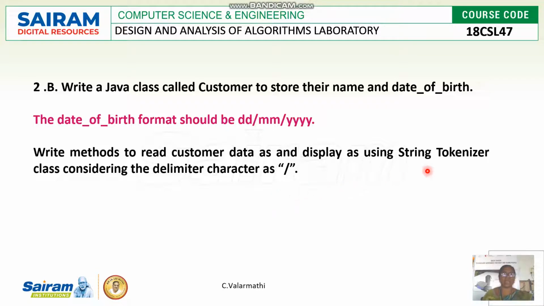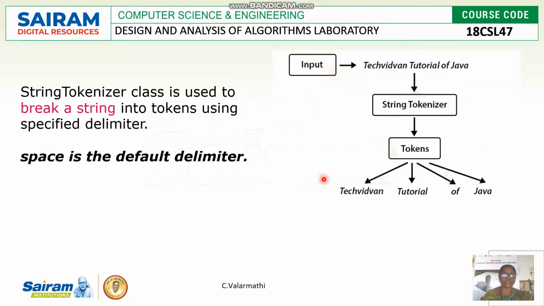So what is the core concept we are going to implement in this experiment 2? String tokenizer. String tokenizer is a class mainly used to break a string into a number of tokens. How does it break a string? The default delimiter is space. So it will break the entire statement based on the space. If you leave one space between two words, the first word is considered one token, and after the space the second word is considered another token.